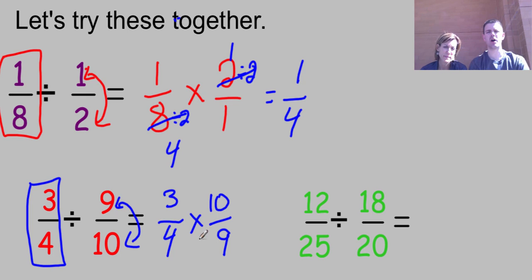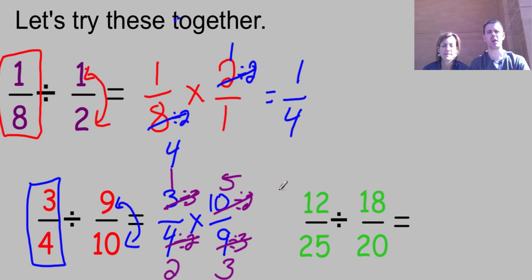Now we're ready to do our cross simplifying. 3 and 9 can both be divided by 3. So I get a 1 and a 3. 4 and 10 can both be divided by 2. So I divide each of those and get 5 and 2. And then when I'm done, I go ahead and multiply. 1 times 5 is 5. 2 times 3 is 6. So I get an answer of 5/6.